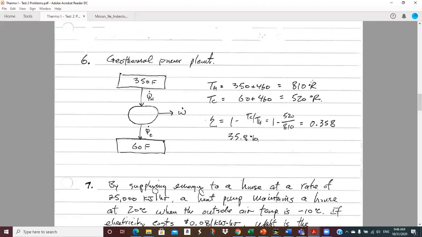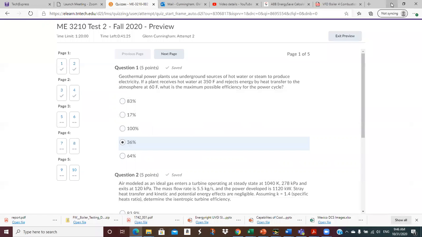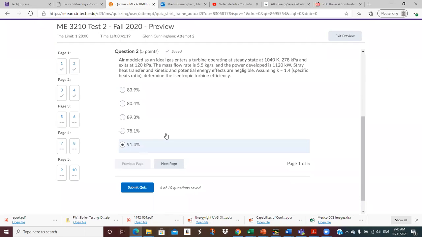and we have to use absolute temperature, so we just have to convert to Rankine. We add 460 to both of them, so the 350 becomes 810, and the 60 becomes 520. Plugging in the expression, we get 0.358 or 35.8%. So that rounds to 36, and so there's number two.